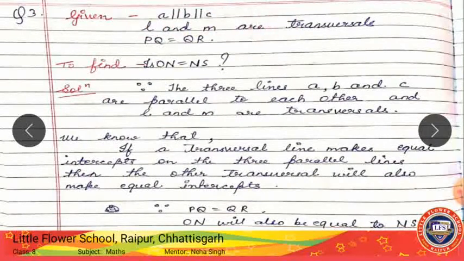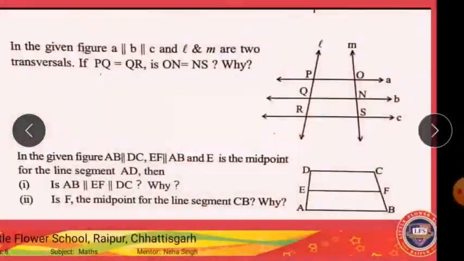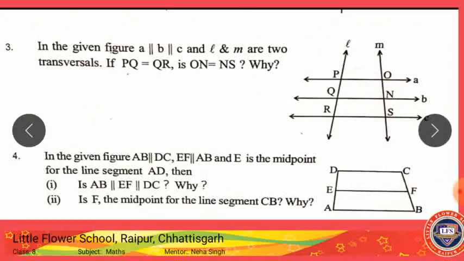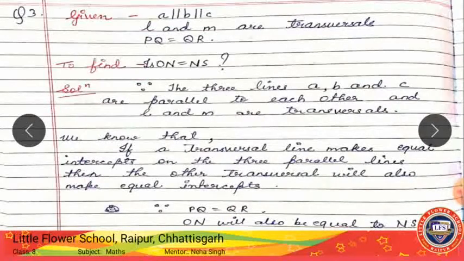First you are going to write the given three parallel lines, A parallel to B parallel to C, and L and M are transversals. Now PQ equals QR is also given, meaning the ratio of intercept is equal. Now you have to find the ratio of intercept on the other transversal line, that is ON. See this, is ON equal to NS or not? So the three lines A, B, C are parallel and L and M are transversals.